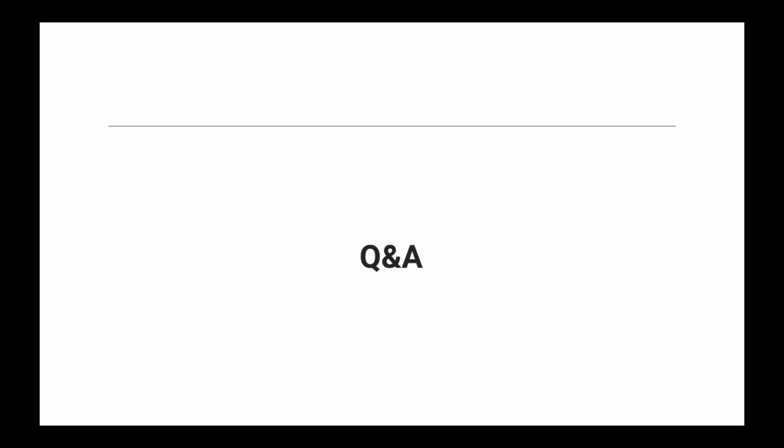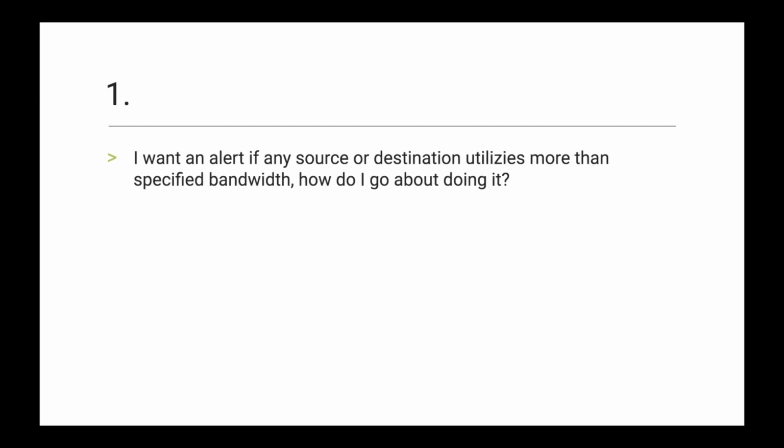For the next few minutes, I will take you through some frequently asked questions by our users and evaluators. These questions will be more towards use cases, where we'll understand how to achieve some requirements. The first question is: I want an alert if any source or destination utilizes more than a specified bandwidth. How do I go about doing it?